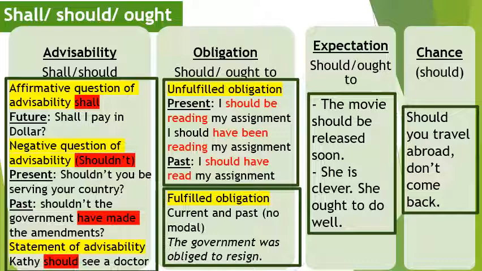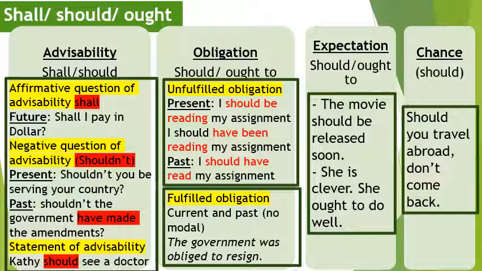The third meaning with shall or should or ought is expectation. Now you are expecting something to happen. The movie should be released soon. Or she is clever, she ought to do well. Because you are building high expectation on somebody, so you are quite certain that this thing should happen. Okay? And I think the example that we gave, that when you are going out late outside your house, the shops should be closed now.